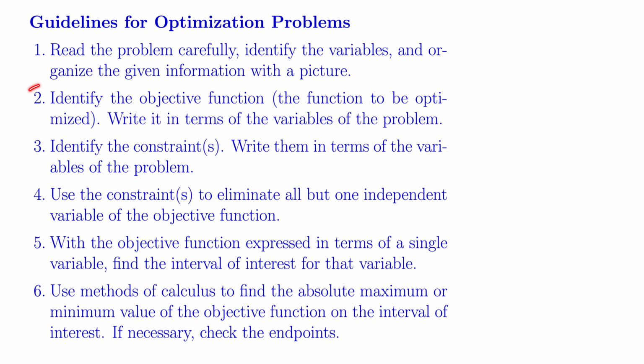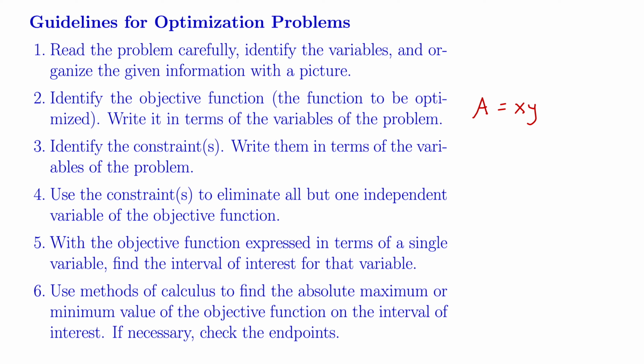For step 2, we want to find the function we want to optimize. So the function to be optimized, we did that. In our case, it's the area. We call that the objective function. But you'll very quickly identify which function you actually want to find the maximum or the minimum of. We call that the objective function, and you write it in terms of the variables of the problem. We've already done that. We decided that the objective function was A, and we wrote it in terms of x and y. And that's generally how these will go. You'll have some objective function, you'll have a couple variables that you can write it in terms of.